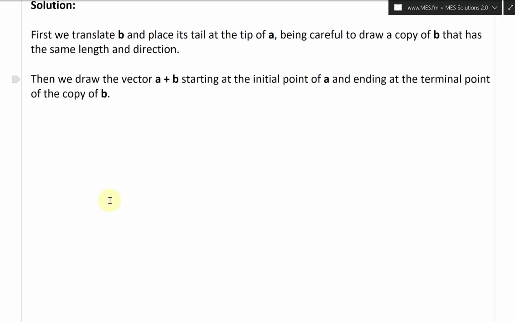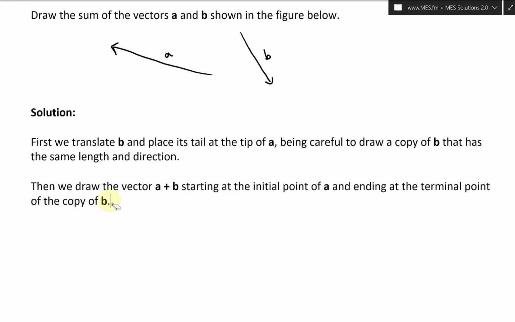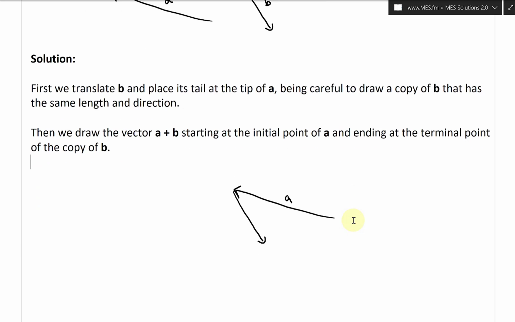So what we'll do is we'll start off with a right here. Let's draw this exactly like that. It's more horizontal. So there's our a. Now I'm just going to copy this so it's exact, and paste it here. This is our a. And now we're going to take just b, copy and paste, and put this exactly right there. So that is our b. And then we draw the vector a plus b starting at the initial point of a and ending at the terminal point. So there's our a plus b.